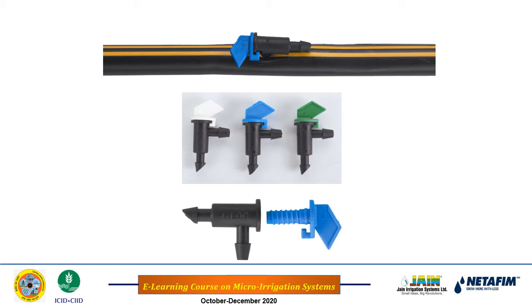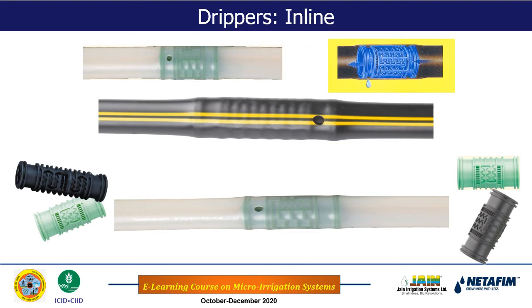Then the inline emitter. These are known as the inline emitter, or sometimes also the integrated emitter. In the previous slide, we saw that the emitters were mounted on the laterals, but here you see that the emitters are inside the laterals. This mounting of the emitters inside the lateral is done in the manufacturing process. This is not like that for the online emitters. We have laterals, and then we have the option of different kinds of online emitters, and we can install these online emitters on the lateral ourselves.